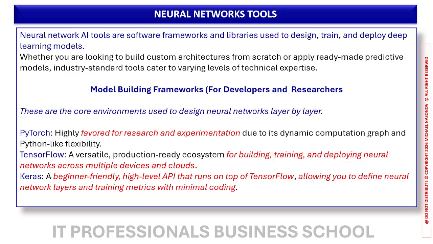These are the core environments used to design neural networks layer by layer: PyTorch, TensorFlow, and Keras. You're already familiar with these three. PyTorch, favored for research and experimentation. TensorFlow, a production-ready ecosystem for building, training, and deploying neural networks across multiple devices and clouds. And Keras, a beginner-friendly high-level API that runs on top of TensorFlow, allowing you to define neural network layers and training metrics with minimal coding.